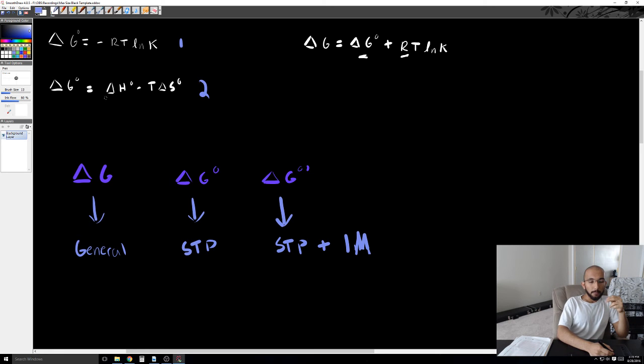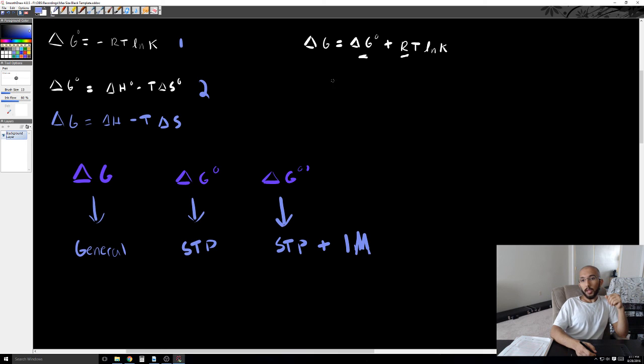At any rate, the other one ties delta G to enthalpy and entropy. And here, because we're talking about standard conditions, we're talking then also about standard enthalpy and standard entropy. We could also write it as delta G equals delta H, so the non-standard delta H and the non-standard delta S. You can do that as well.